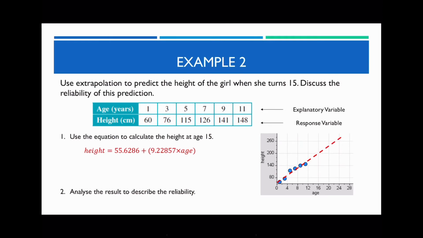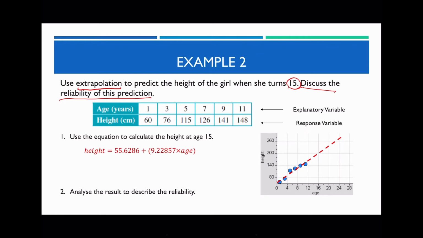Now, for this particular example, we're again using the exact same data set from the previous example. However, this is a bit different because now we're going to be using extrapolation instead to predict the height. So now we're going to be predicting the height of the girl when she is 15 years of age. And then the question also wants us to discuss the reliability of this prediction. So can we use the equation to safely conclude that she will be this tall or roughly this tall?